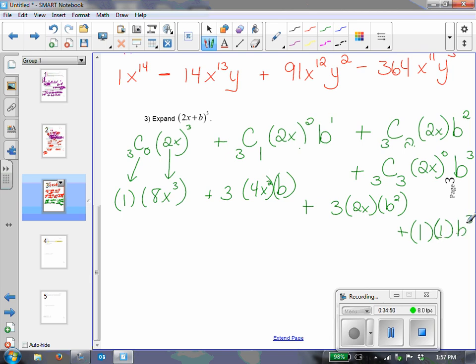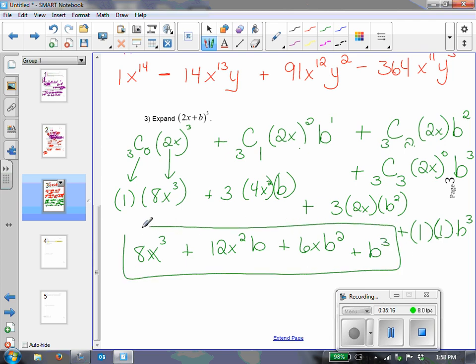b cubed. So when we put this all together, I have 8x cubed plus 12x squared b plus 6x b squared plus b cubed. This is my answer. If I have an exponent of 3, how many terms should I have? 4. 1, 2, 3, 4.